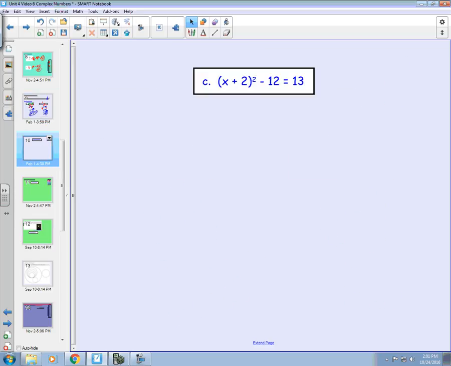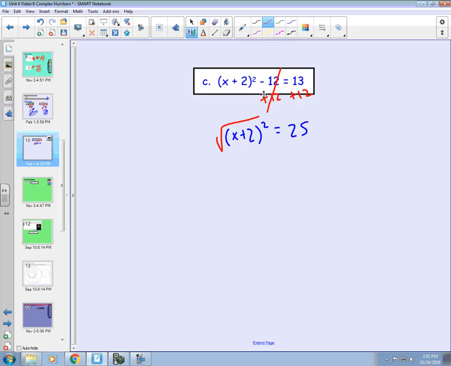Okay, let's look at C. C is the same type of problem, a little bit different in that it's not just x being squared anymore. There's a 2 here too, but the steps are still the same. Start by adding 12. Now you've got (x plus 2) squared equals 25. To undo the power of 2, we want to take the square root. Make sure you put the plus or minus with it. This side cancels out with the power, so it's just x plus 2, and on the other side we've got plus or minus 5.